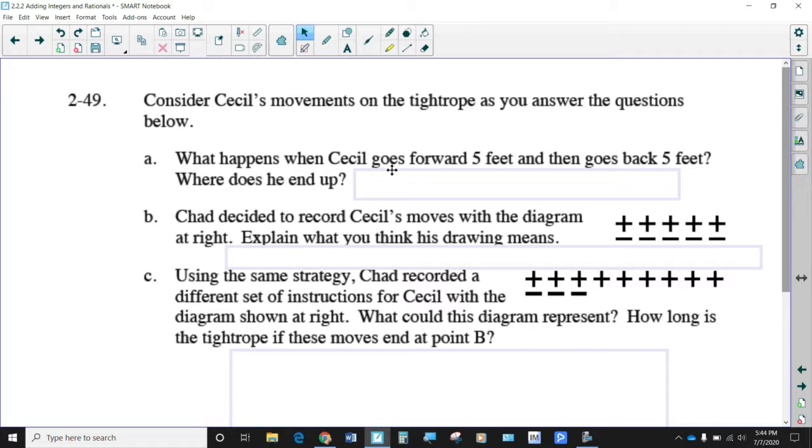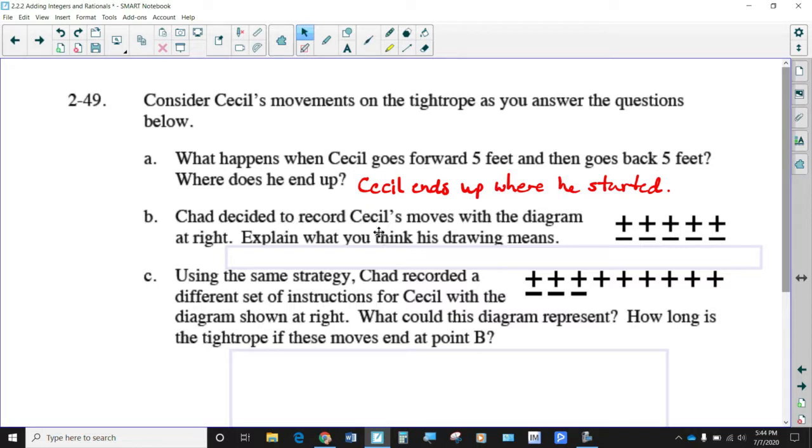What happens when Cecil goes 5 feet and then goes back 5 feet? Where does he end up? Well, we all understand that now, right? He ends up where he started, because 5 forward is like +5, and going back 5 is like -5, so 5 minus 5 is 0.